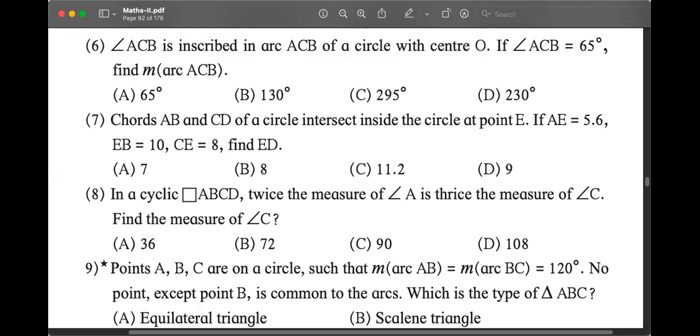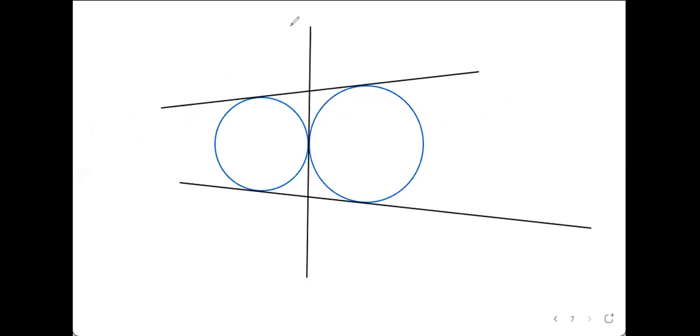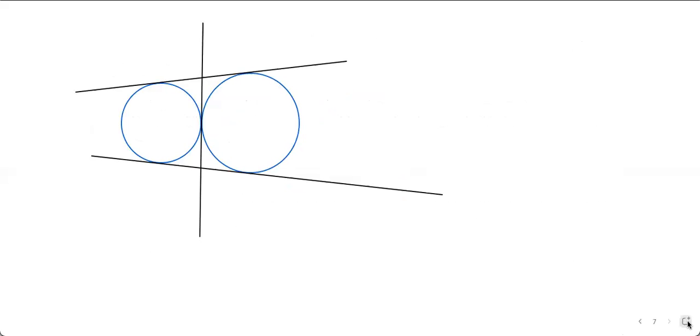So what is happening, and how is it happening? Once again, if we want to visualize, we have a circle, and in that circle we have an inscribed angle.